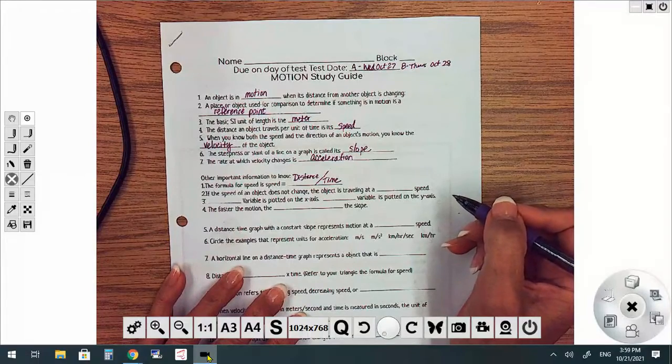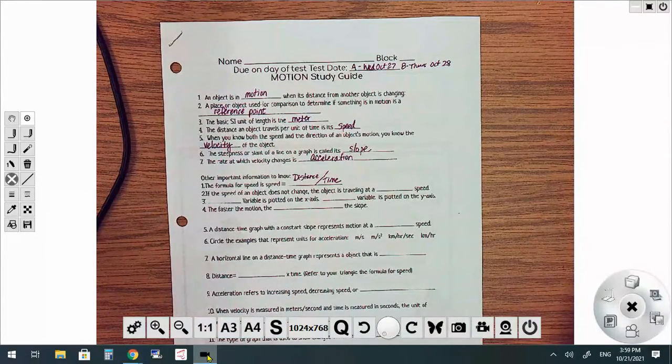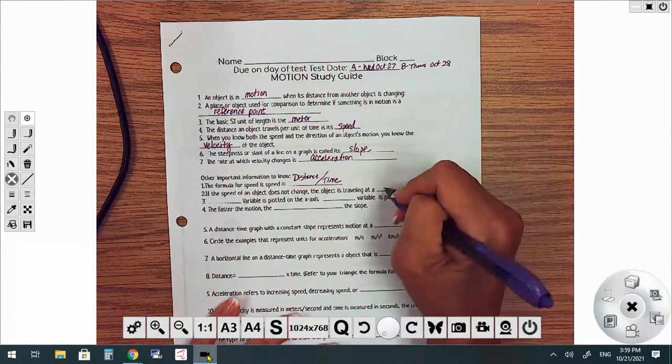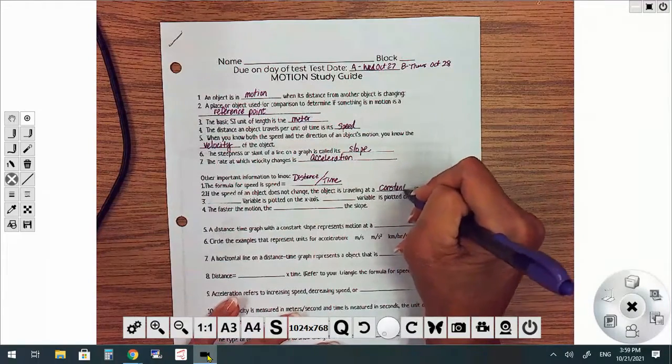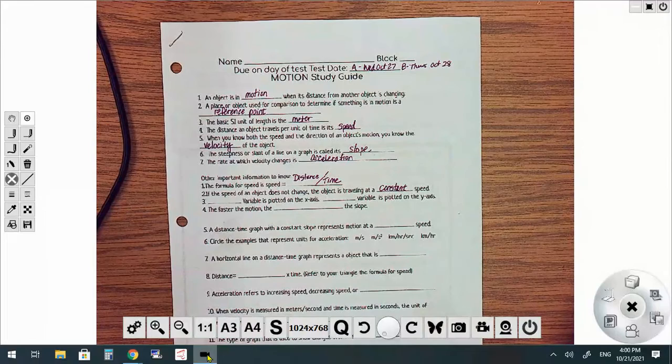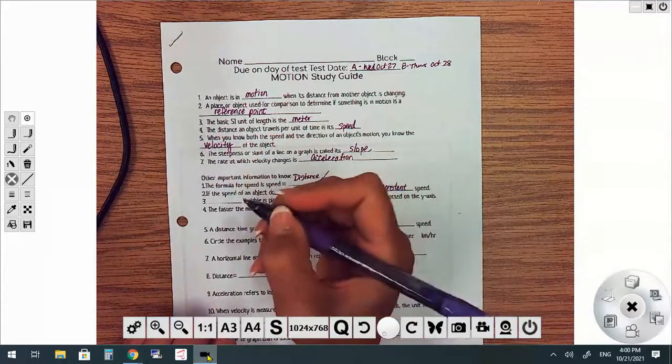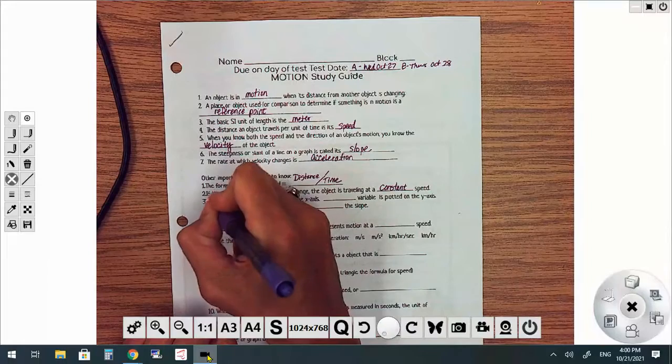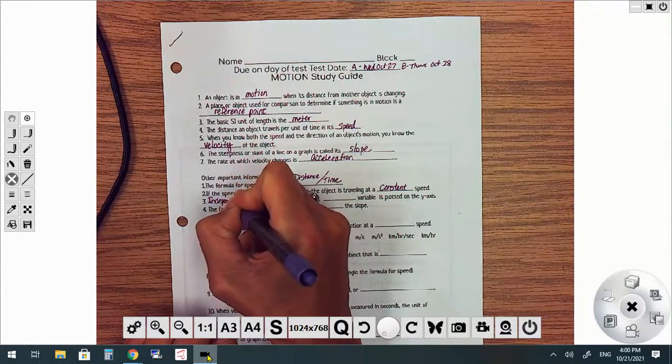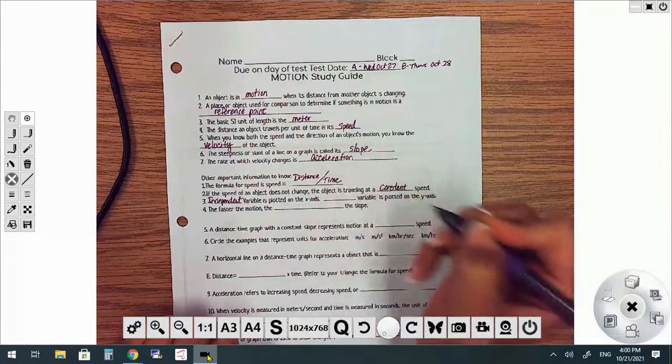Number 2, if the speed of an object does not change, the object is traveling at a blank speed. Constant. Number 3, what type of variable is plotted on the x-axis? And the other variable, which is what we call it, is plotted on the y-axis. So your independent variable is your x-axis, and your dependent variable will be on the y-axis.